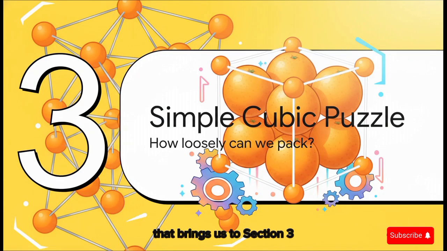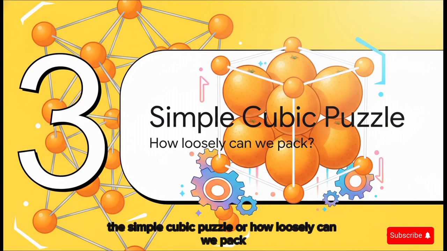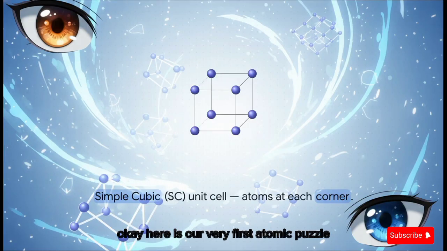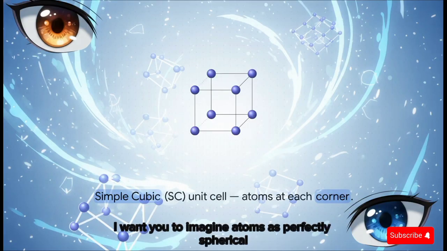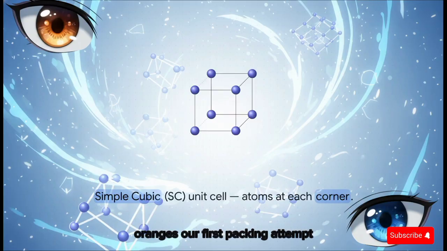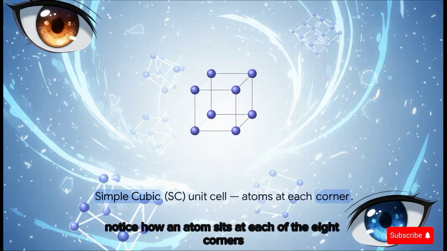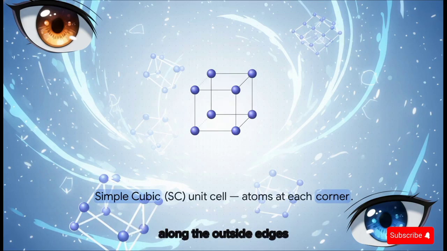That brings us to section 3, the simple cubic puzzle, or how loosely can we pack? Okay, here is our very first atomic puzzle. I want you to imagine atoms as perfectly spherical oranges. Our first packing attempt is what's called the simple cubic structure. Notice how an atom sits at each of the 8 corners of a perfectly square box. They're basically just barely touching each other along the outside edges.